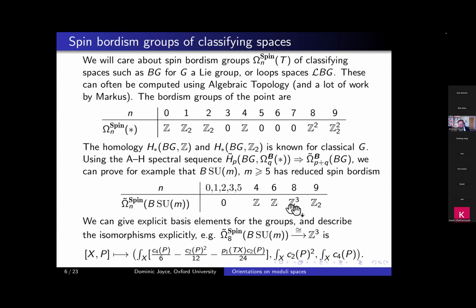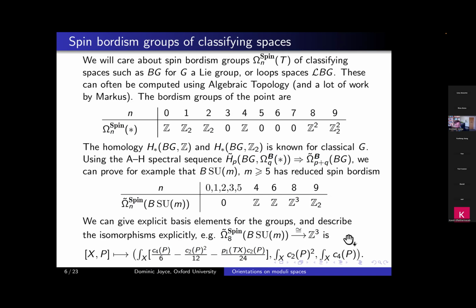So the 8-dimensional group would be generated by 3 8-manifolds with 3 maps to BG, or BSU(M), which are equivalent to the choice of 3 SU(M) bundles on 3 manifolds. And we can also describe the isomorphisms explicitly. So, for example, the isomorphism from the 8th spin bordism group here to Z cubed can be written by saying, well, we write an element of this bordism group as an 8-manifold X, a compact spin 8-manifold X with a principal SU(M) bundle P. And then this map can be given in terms of integrals over X of various combinations of the Chern classes of P and the first Pontryagin class of manifold X.